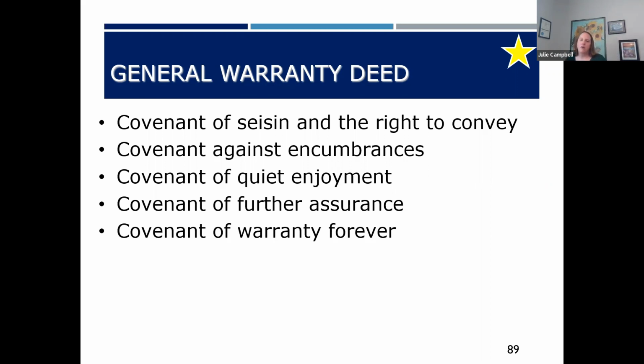The grantor promises the grantee the right of further insurance, which says, look, once I give you my deed, if something comes up after the fact, I'll come back and make it right. Here it is. Here's my deed. If something comes up after the fact, you have further assurance that if something shows up later, we'll come back and make it right.